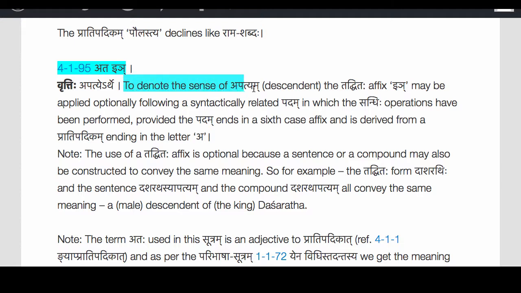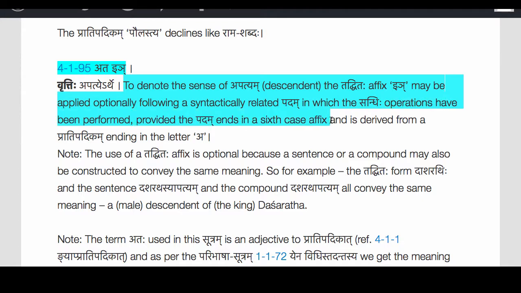Okay, so now let us take a look at the meaning of this sutram ata in. It says to denote the sense of apatyam, descendant, its adhitaha affix in may be applied optionally following a syntactically related padam in which the sandhi operations have been performed, provided the padam ends in a sixth case affix and is derived from a pratipadikam ending in the letter a.